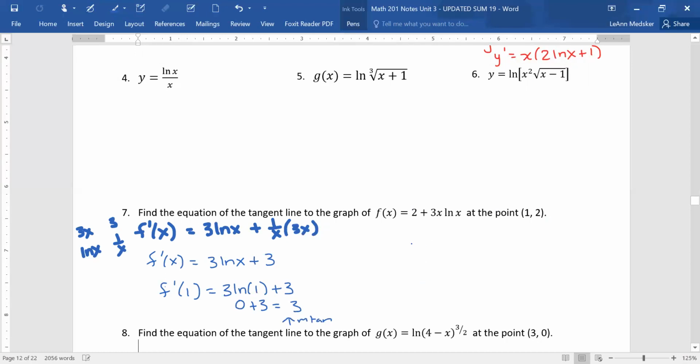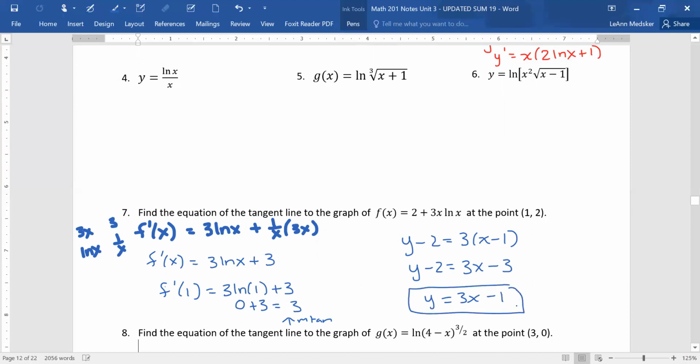So now I just use my point and my slope, and I'm going to find the equation of this specific tangent line. Make sure you distribute, add the 2 over. So the equation of this tangent line is y equals 3x minus 1.